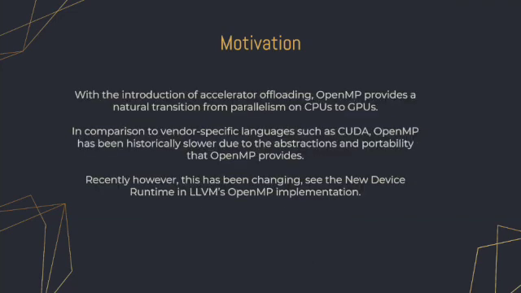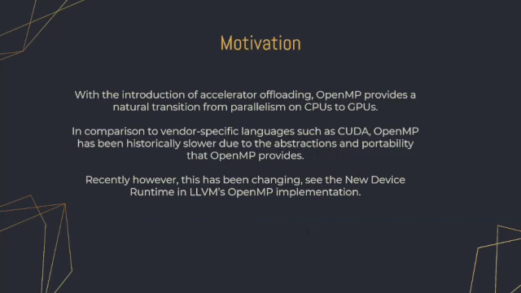With the introduction of accelerator offloading into OpenMP, which is, I think, 4 or 5 years ago, OpenMP has a way to use the exact same pragmas that apply to CPU parallelism for GPU parallelism as well. In the past, because of OpenMP's abstraction layer, it's typically been slower compared to vendor-specific languages such as CUDA. Obviously, because something like CUDA requires you to explicitly manage memory, it has a lot more explicit programmer-controlled handles, so people can tune it better.